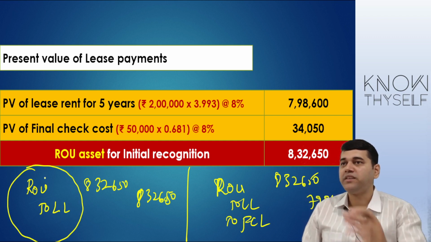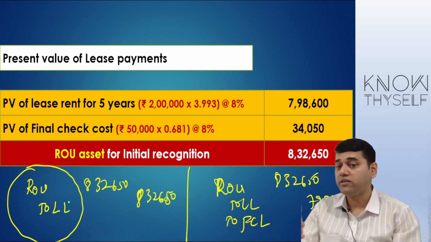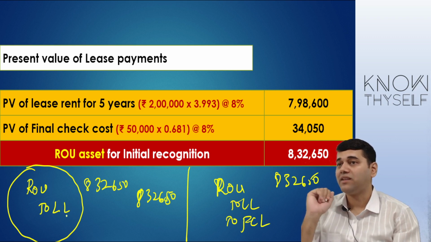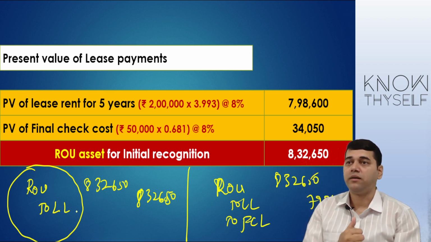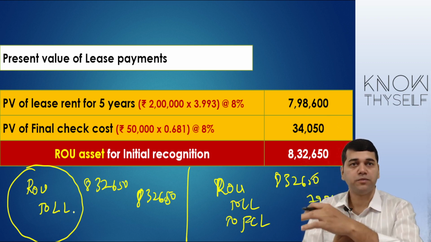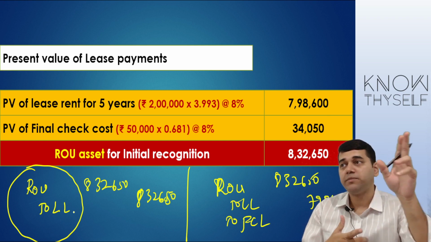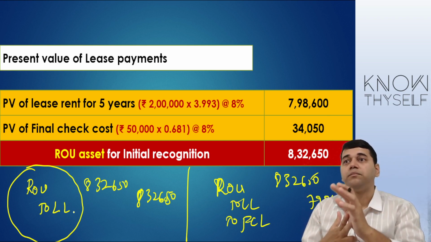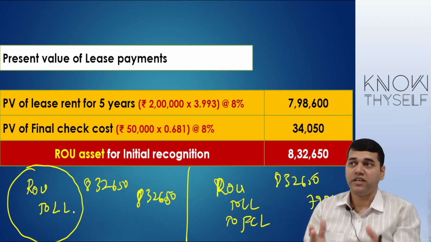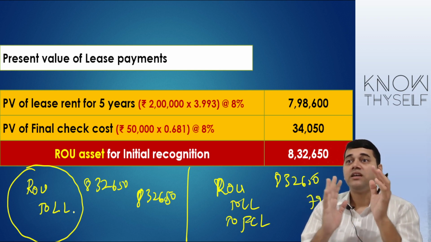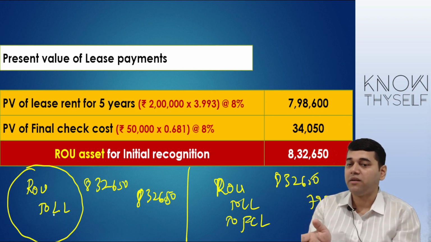Initial measurement is the present value of the lease payments plus what? There are two components, the ROU asset and the lease liability. What is the value of the lease liability? The present value of the lease payments. What is lease liability? Your fixed payments, in-substance fixed payments, variable payments dependent on an index, the present value of your residual guarantee, the present value of the purchase price, and termination payments. All these five components are part of the lease liability.